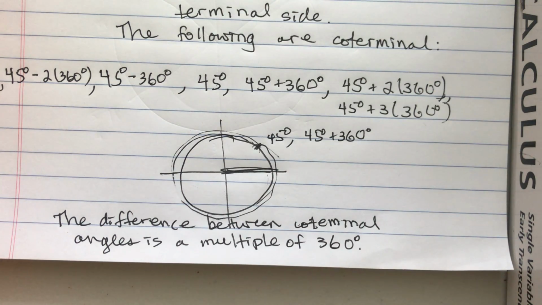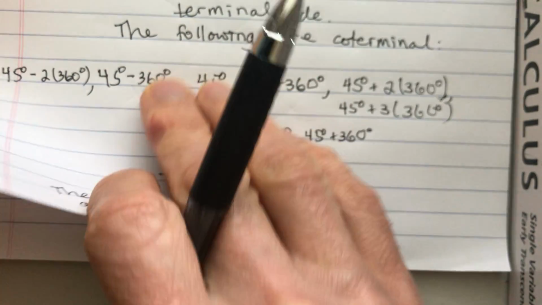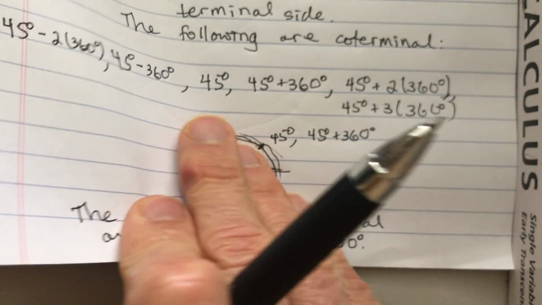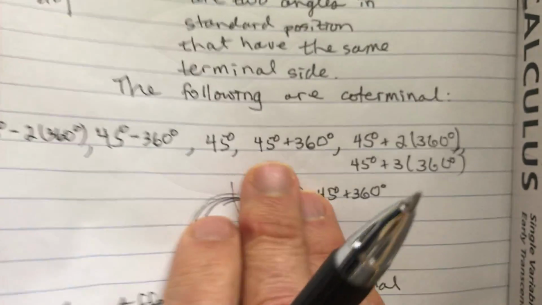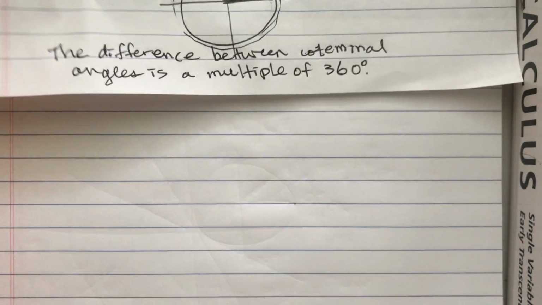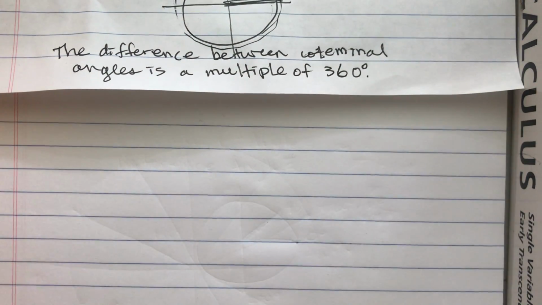All right, so this can be used as a test to determine whether two angles are coterminal. What we can do is take the difference and see if it's a multiple of 360.